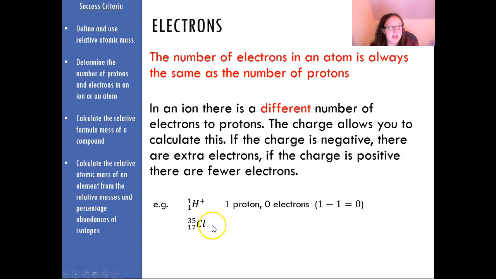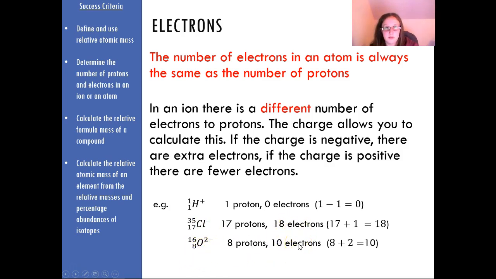I know I've got a minus 1 charge, so that means I have 1 more electron than I do protons. So I'm going to do 17 plus 1 to get my 18 electrons. Last one, I've got oxygen with a 2- charge. So that's telling me that I have got 2 more electrons than protons. Since I've got 8 protons, I must have 10 electrons. Just got to be careful with this one. And as long as you remember that electrons are negative, it should help you remember if you're adding or subtracting.